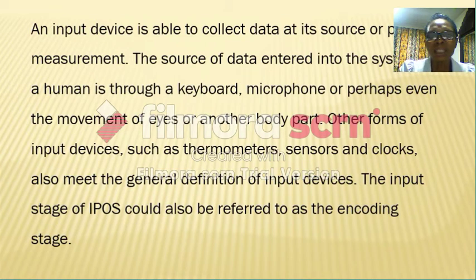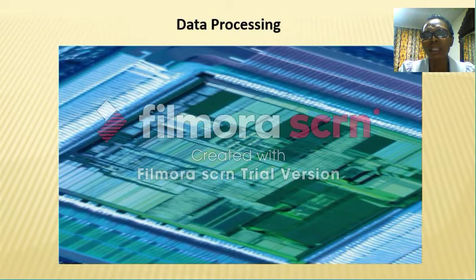An input device is able to collect data at a source or point of measurement. The source of data is entered into the system by a human through a keyboard, microphone, or perhaps even the movement of eyes or another body part. When we go on, this picture that we are seeing here shows the data processing. We may not see it with our physical eyes, but this is what is going on at the back inside the computer system.